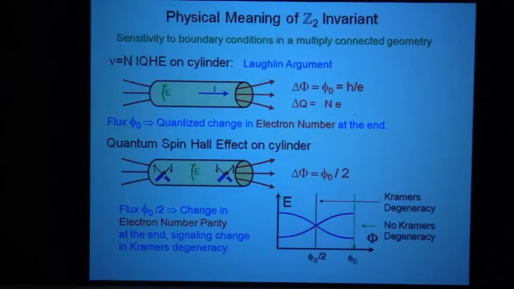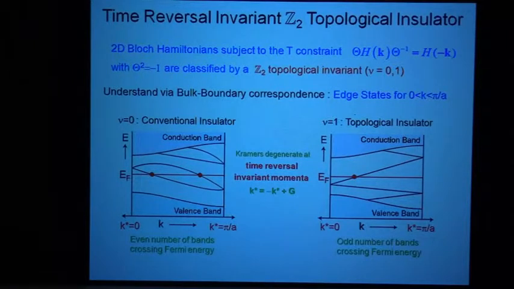Let's see. Where are we? Okay. So this tells us that there should be some topological invariant that has two values, 0 and 1, which tells us whether the edge looks like this or whether it looks like this.